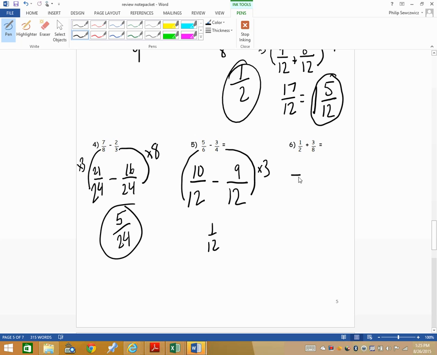Let's do the last one here. All right. Again, common denominators are necessary, and it is an 8. Now, sometimes your common denominator is the number that's already there. And let's think about it. Does 2 fit into 8? Yeah, 4 times. Does 8 fit into 8? Yeah, 1 time. So we can use that.